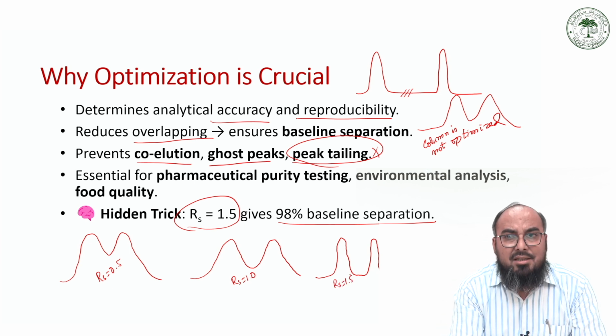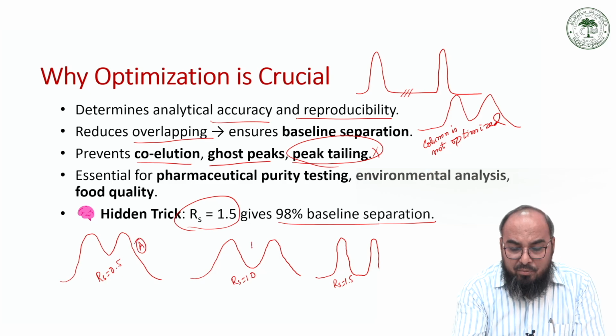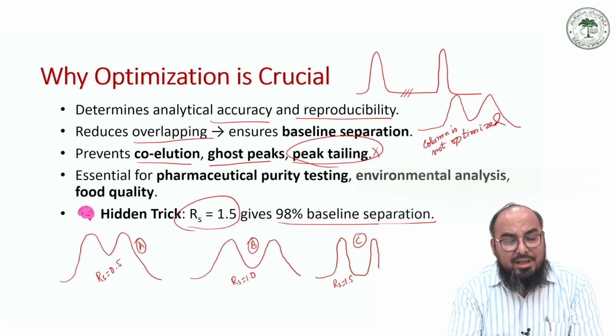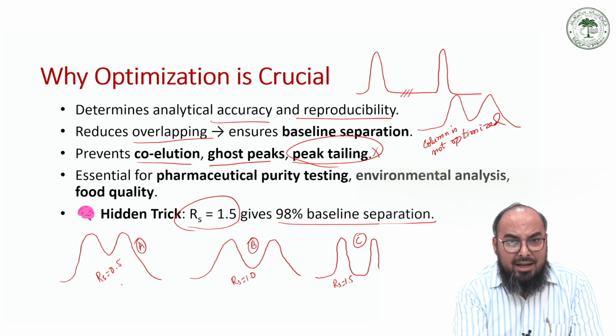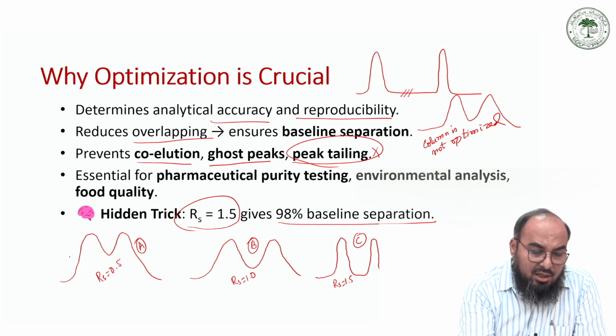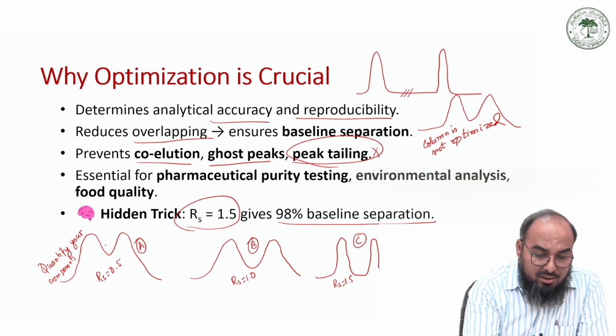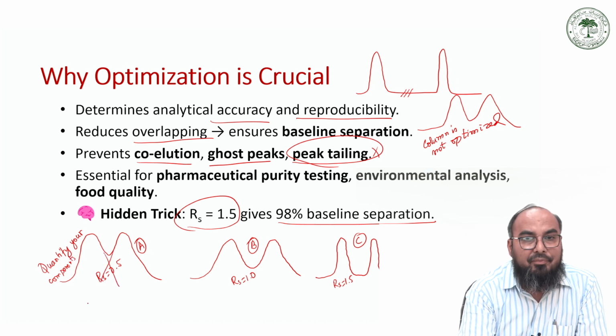In all these three scenarios, scenario A, scenario B and scenario C, the Rs is telling you about the overlapping of the peaks. If you have this type of system, you cannot quantify your components, because you have a common area here.